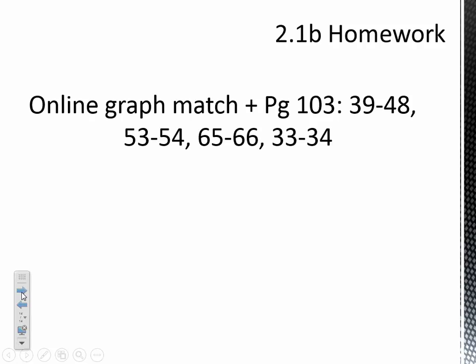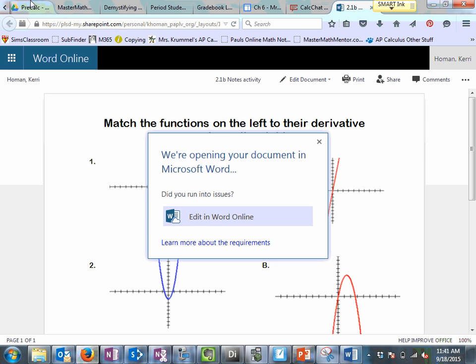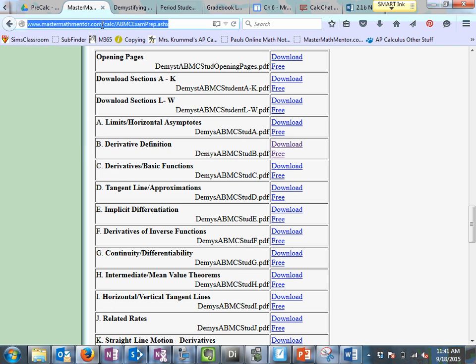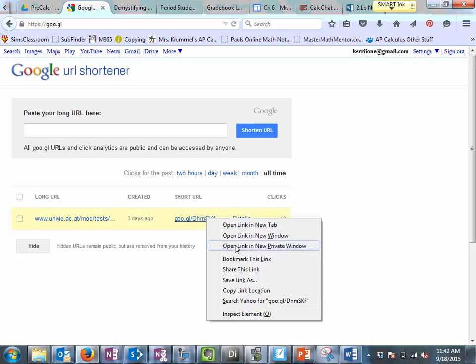Could you pull that back up? Why can't you just do? Never mind. Hold on. I have a URL shortener, so let me get that shortened URL. They have those things? Uh-huh. Isn't that cool?